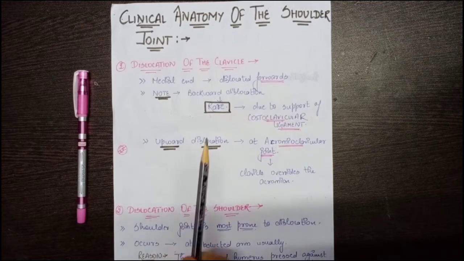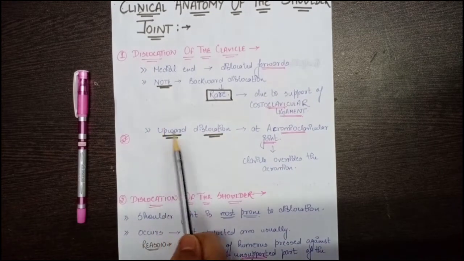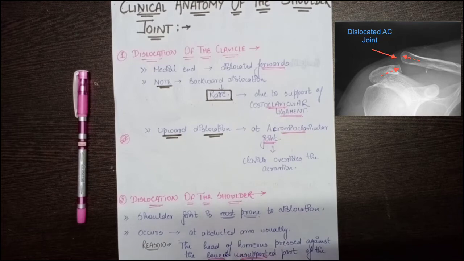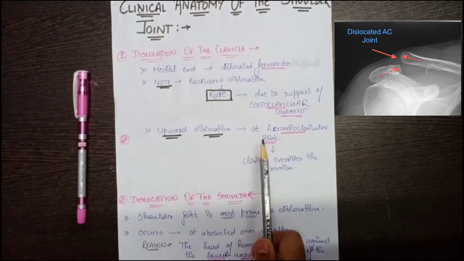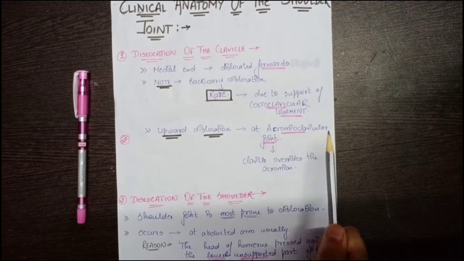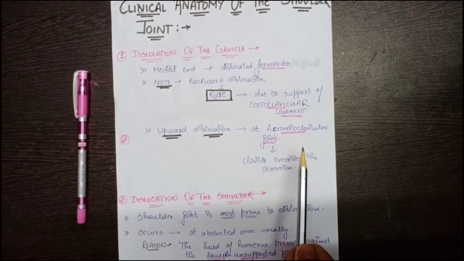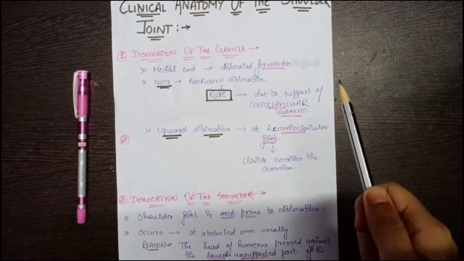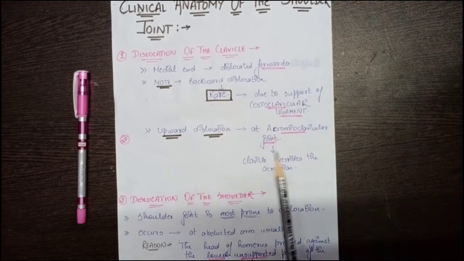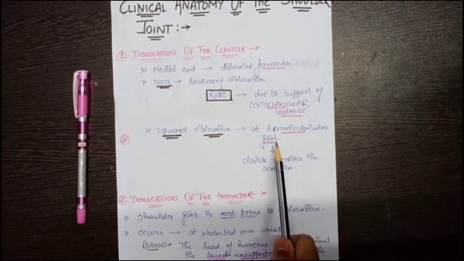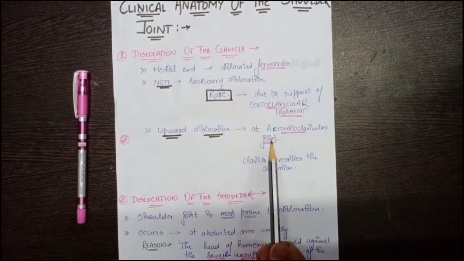Okay. Now, another dislocation that you can see is upward dislocation, in which you have the dislocation at the acromioclavicular joint. See, acromioclavicular joint is the joint between the acromion and clavicle, right? We have already seen that in the clavicle anatomy. So what happens here is the clavicle overrides the acromion, that is the clavicle goes above the acromion, and that is why there is an upward dislocation in the acromioclavicular joint. See, please don't get confused. Acromioclavicular joint is a part of the shoulder joint complex only.